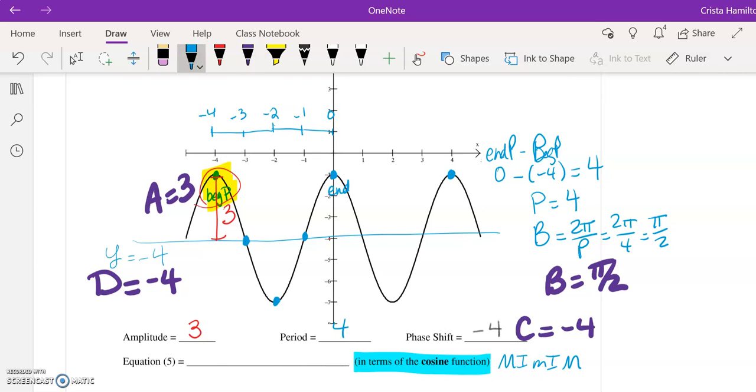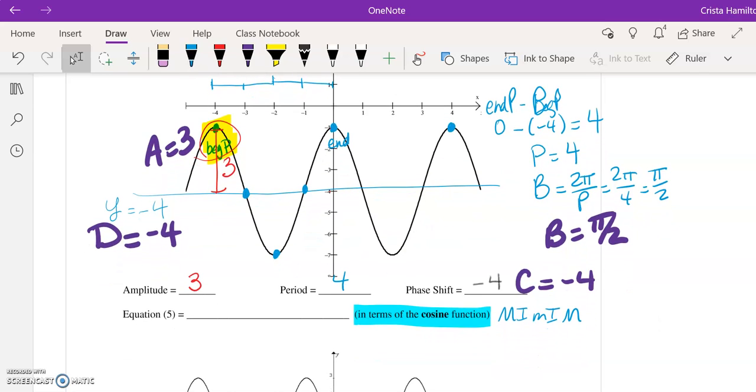So now let's put that all together and write down our equation for this. So this would be f of x equals my amplitude, which is 3. This is a cosine function. My b value was pi over 2, parentheses. Then our x, and this is -4, so remember, x minus -4 would become x plus 4. And then we close our parentheses, and then we have our -4 for our d.